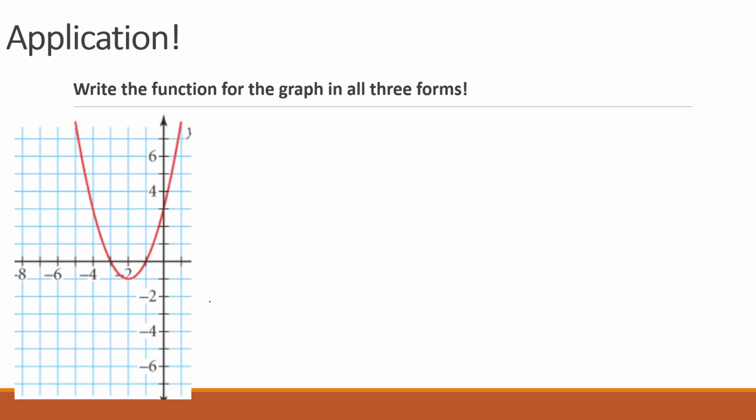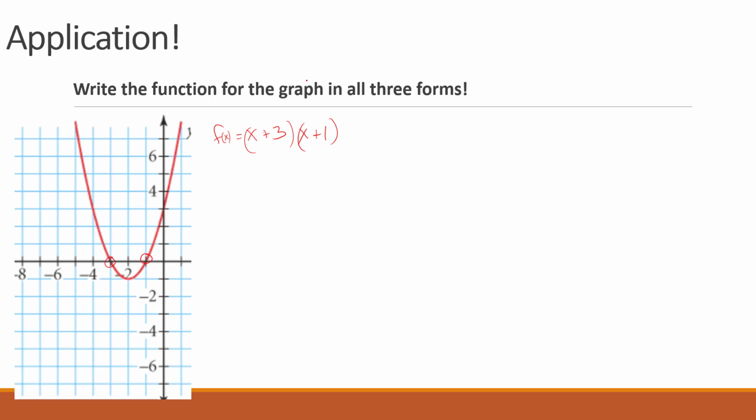All right, let's write a function for the graph in all three forms. Well, what's going to be the easiest form for me to write? Really got a couple of options, but I think probably our easiest one is going to be our intercepts form. So our intercepts form shows us that we have x plus 3, which would be the opposite of negative 3. We have x plus 1, which would be the opposite of negative 1, equals f of x, our function.